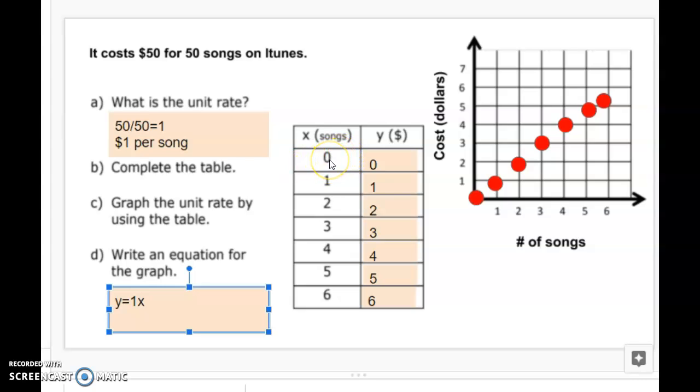If I take my x value and multiply it by 1, will I get 0? Yes, I will. If I multiply 1 times 1, I get 1. 2 times 1, I get 2, etc., all the way down. So this is where we just put all 4 of our lessons together. Unit rates, tables, graphs, and equations. Next, I'd like you to try the next slide.